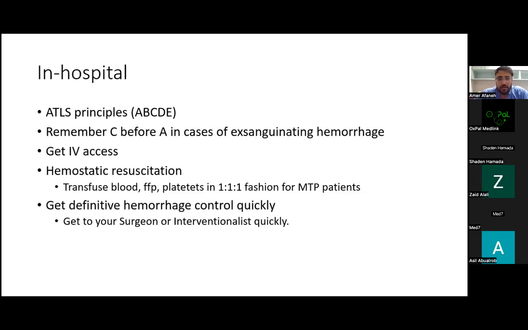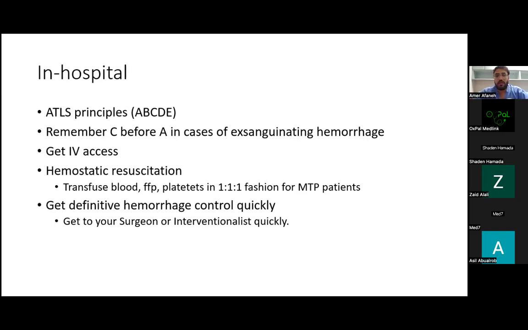So in hospital concepts, we discussed in previous lectures, ATLS, so A, B, C, D, E. Of course, remembering circulation before airway in cases of exsanguinating hemorrhage. Getting good IV access. Classically, we teach using 2 large bore IVs, which is like a 16 gauge or an 18 gauge in the antecubital fossa, like right here, big IVs that can be used to give transfusion rapidly.